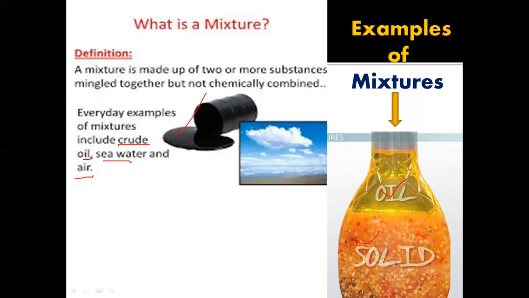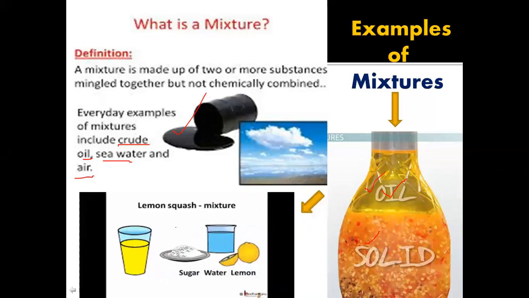So that is used for that. So you can see every particle is separated, and you can see the big particles as well as the separate layer of oil inside it. We have another example of a mixture, that is lemon squash. For that we need lemon squash, water, lemon juice, salt, and sometimes sugar, whatever you need. So mix it simply, and it becomes a mixture.